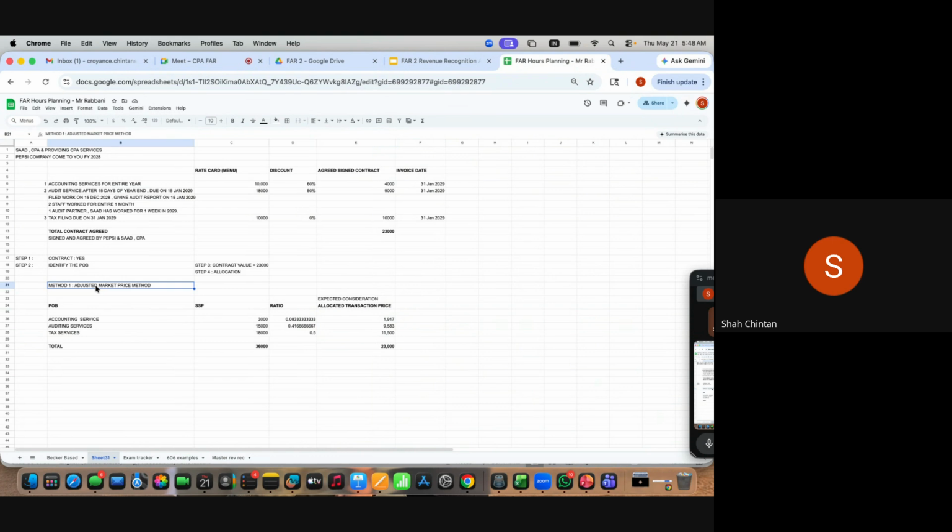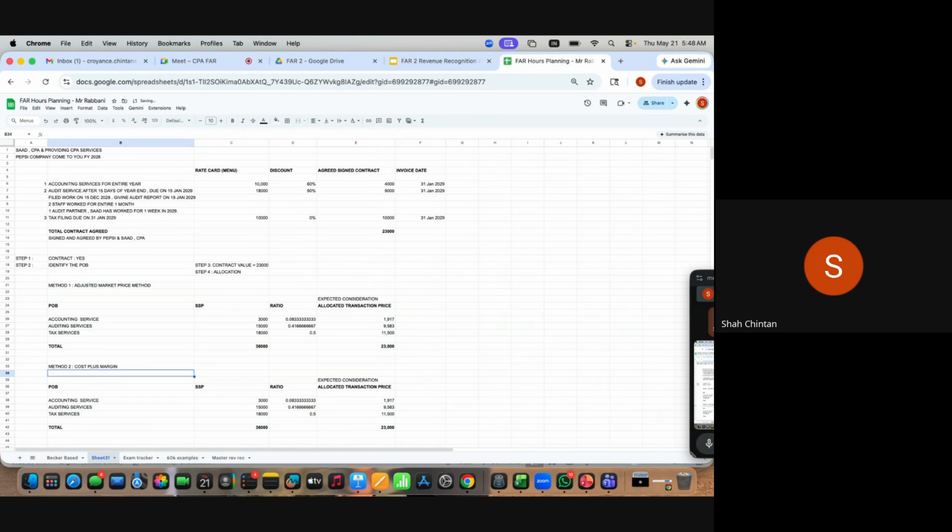Adjusted market price approach. Yes. Okay, for the remaining two methods the calculation remains the same. It's just a theoretical point that changes. So method number 2 is now called the cost plus margin approach.